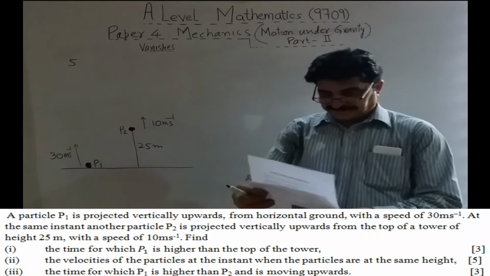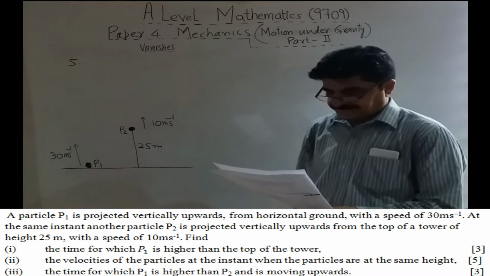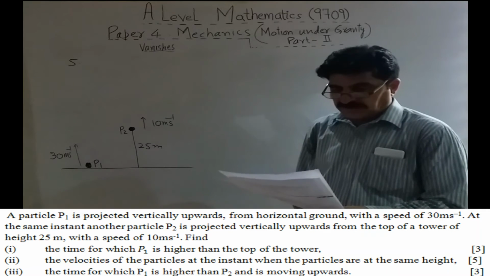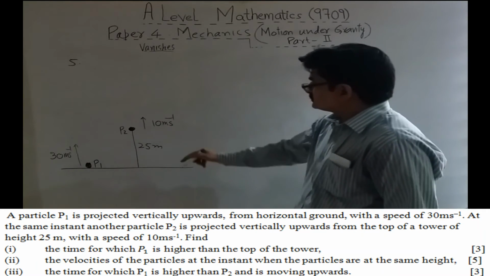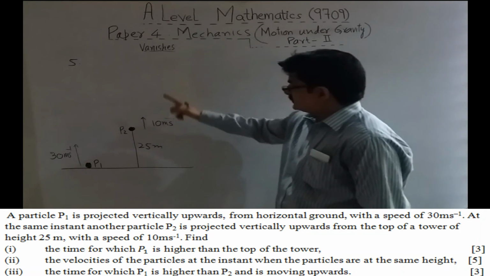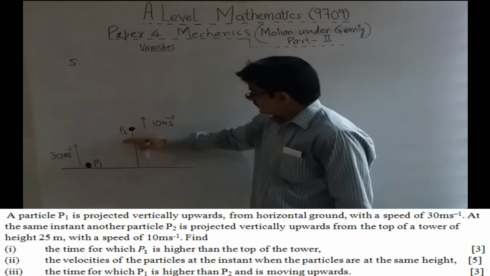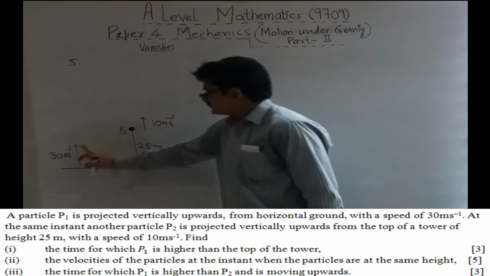Question number 5. Now we are dealing with two particles. Particle P1 is projected vertically upward. P2 is also projected upward, but P2 is projected from a point which is 25 meters above the ground. Initial velocities are given.